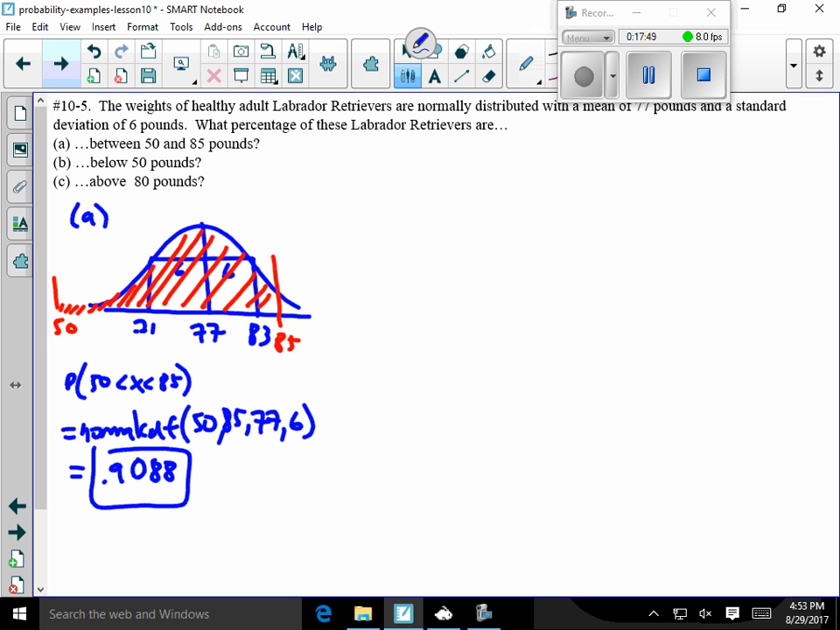So about 91%. So we were right. It took up most of the curve. One of the benefits of sketching like this is you get a sanity check on whether your answers make sense.